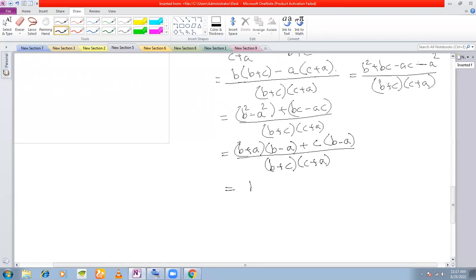Now from these two you can take b minus a out. What are you left with? A plus b plus c, divided by b plus c into c plus a.